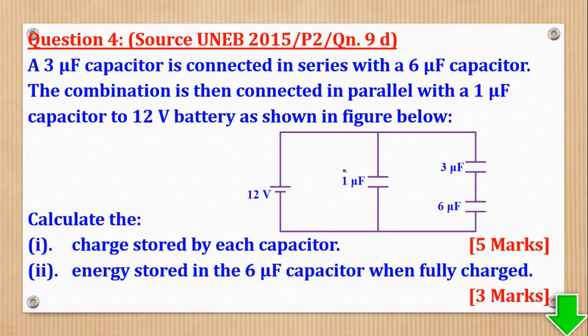So parallel, what does it mean? It means that parallel PD is the same. So the PD across this is 12 volt, and the PD across this combination is also 12 volt. So for this 1 microfarad, we have the capacitance and the PD, meaning you can get the charge straight away. So let's first do that.